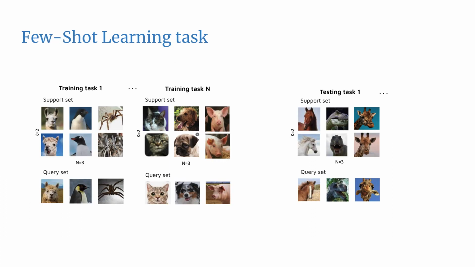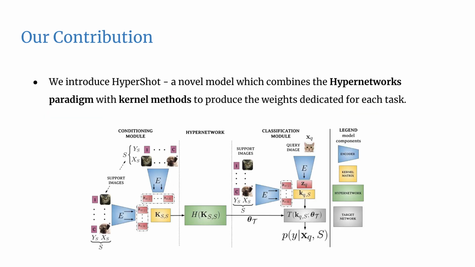To give you a quick overview of the few-shot learning setting, let's imagine that you have plenty of small image classification tasks. Each task consists of a support and query set of n randomly sampled classes. Training and testing classes are sampled from separate class subsets, and you have to classify images from the query set based on the support set examples.